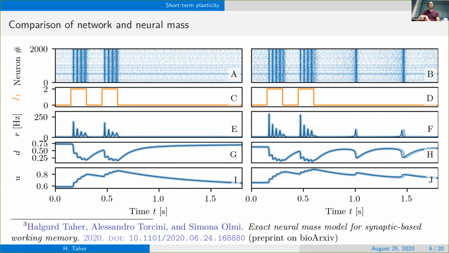So here you see the exact limit, and we can use such models to answer questions which are related to working memory. You see this reference here, which is a preprint. And yeah, this is just one application, which I will not get into in detail.